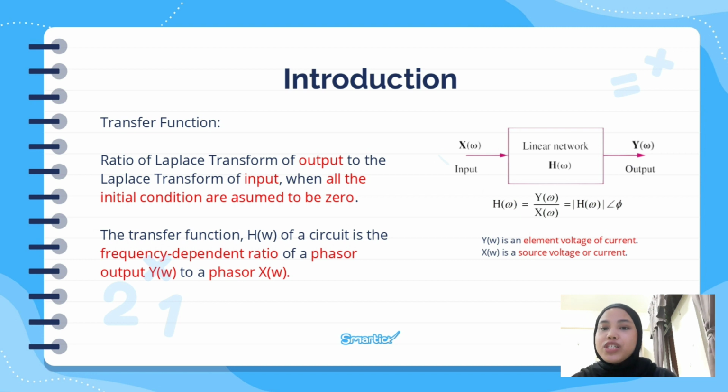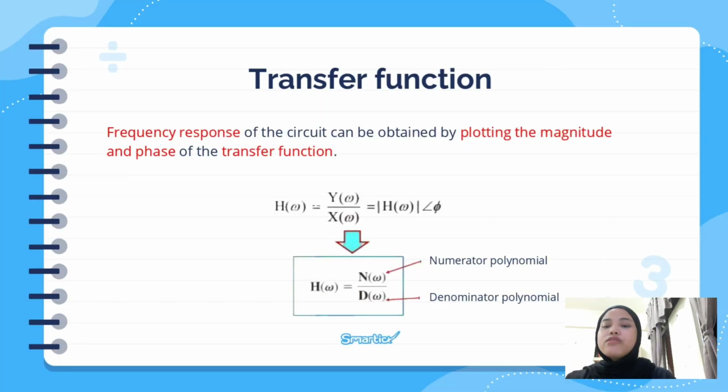Based on the equation, H(ω) can also be expressed in terms of its magnitude and phase. The magnitude represents the magnitude response of the system, which shows how the amplitude of the input signal is scaled by the system at each frequency. Phase represents the phase response of the system, which shows how the phase of the input signal is shifted by the system at each frequency. The frequency response of the circuit can be obtained by plotting the magnitude and phase of the transfer function.